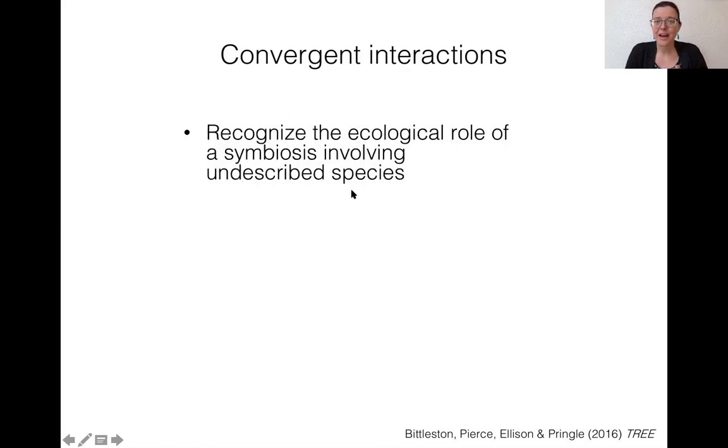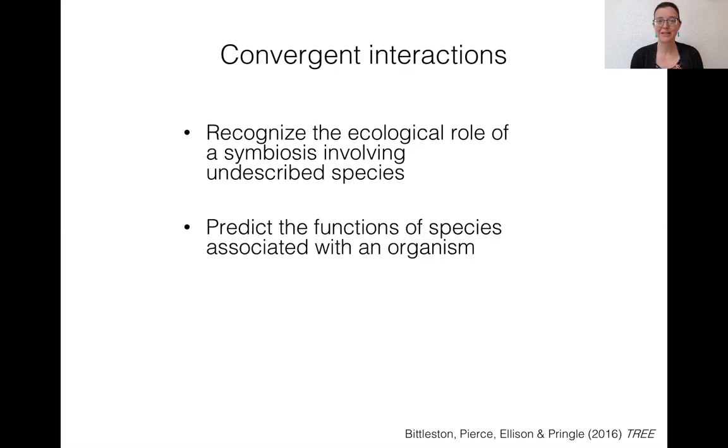So we argue that convergent interactions is a useful concept because it can help us to recognize the ecological role of a symbiosis involving undescribed species. So for example, with ectomycorrhizae, a lot of fungi are still undescribed. But if you find a fungus associated with this hearted net and a root tip, you already have an idea about what that organism might be doing within that ecosystem. And you can predict a function of that species.